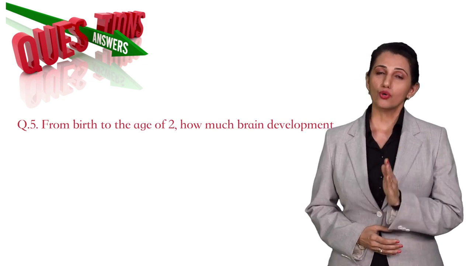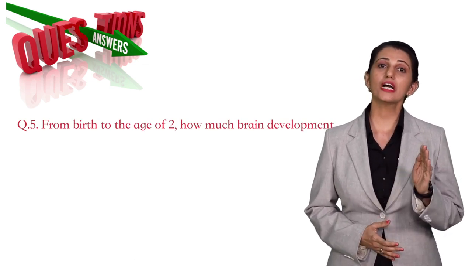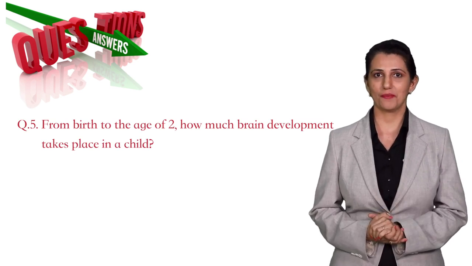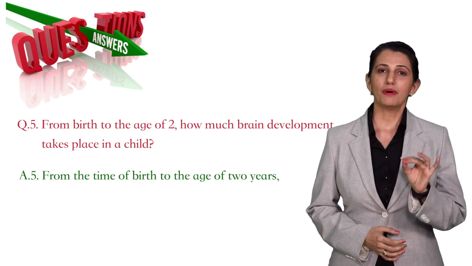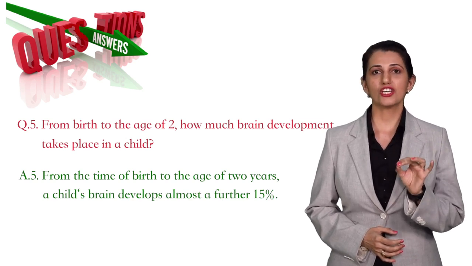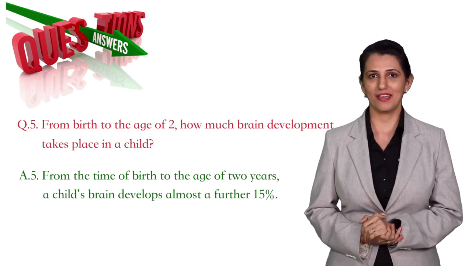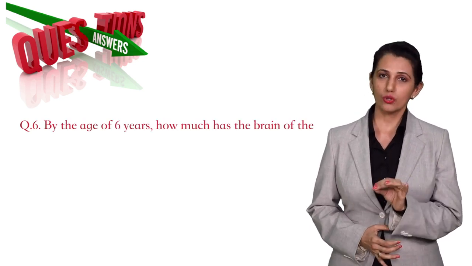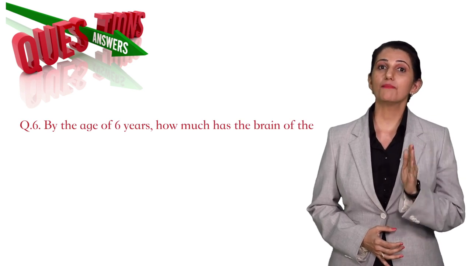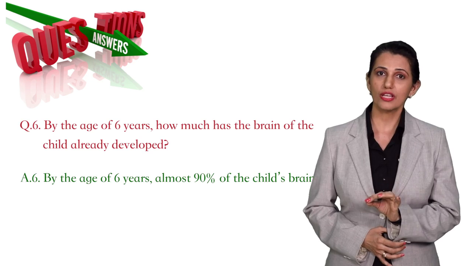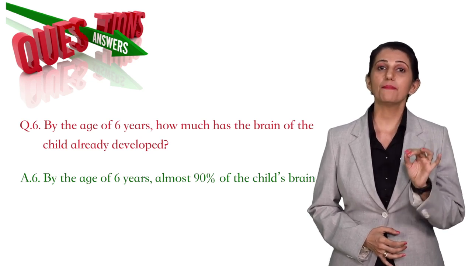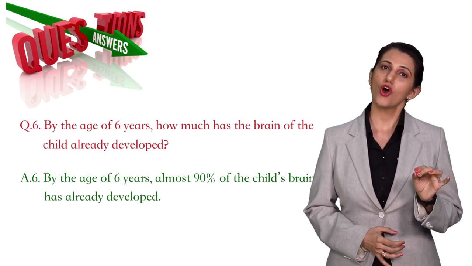Question 5. From the time of birth to the age of 2, how much brain development takes place in a child? From the time of birth to the age of 2 years, a child's brain develops almost a further 15%. Question 6. By the age of 6 years, how much has the brain of the child already developed? By the age of 6 years, almost 90% of the child's brain has already developed.